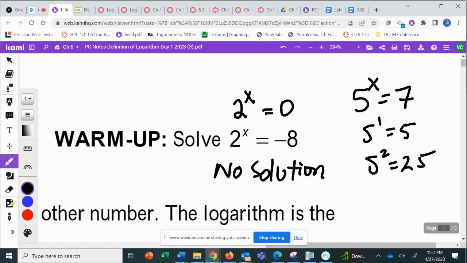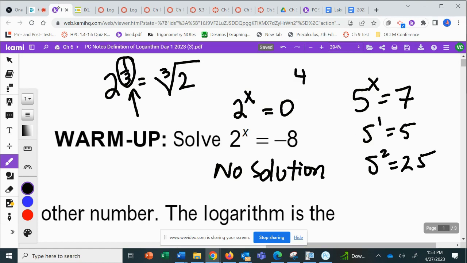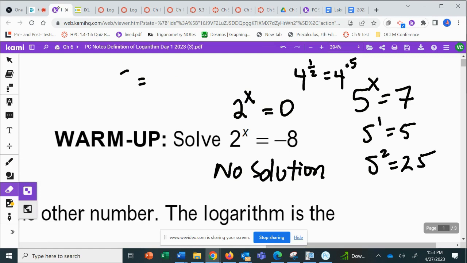Could exponents be decimals? Sure. They can be fractions too, because we did that on the last chapter, remember? If I have 2 to the 1/3, that's the same thing as the cube root of 2. So this right here, that's a fraction which could be a decimal, right? I mean, 4 to the 1/2, that's the same thing as 4 to the 0.5. And that means square root of 4. So yeah, they can be. And this would be a decimal answer, this one that we're going to find at the end of class. But you'll just have to wait.